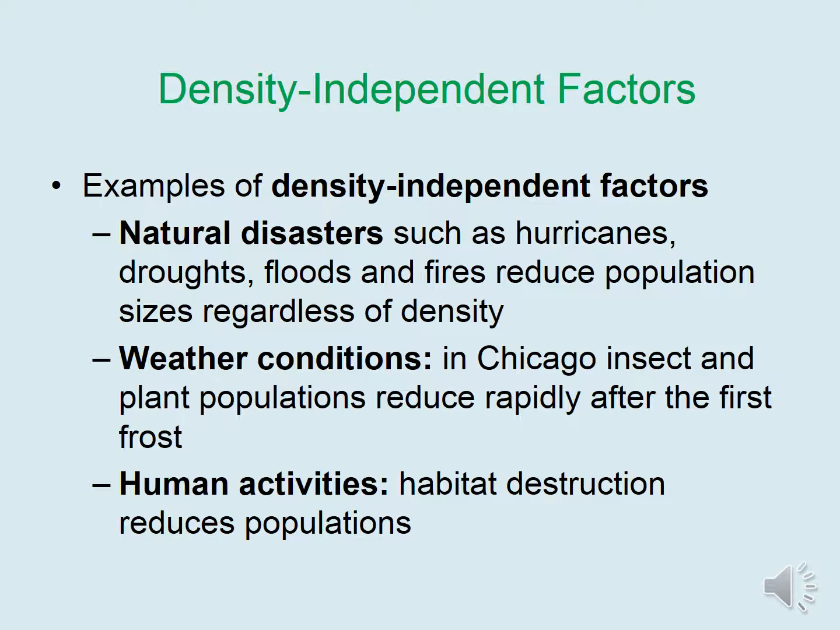Weather conditions play a role in how long populations are able to survive. A local example is in Chicago, where the insect and plant populations reduced rapidly after the first frost. Once again, it doesn't matter how many of these insects and plants are present, they are all going to die equally. Lastly, habitat destruction by humans reduces populations. For example, if a certain number of acres of a rainforest is destroyed, it doesn't matter how many organisms are present within certain populations. Once again, they are all going to be destroyed equally.